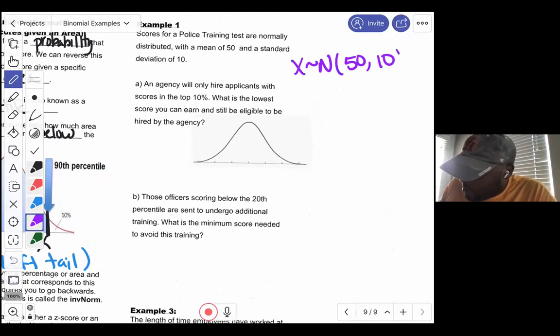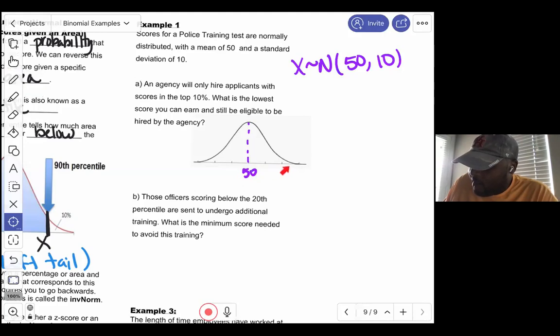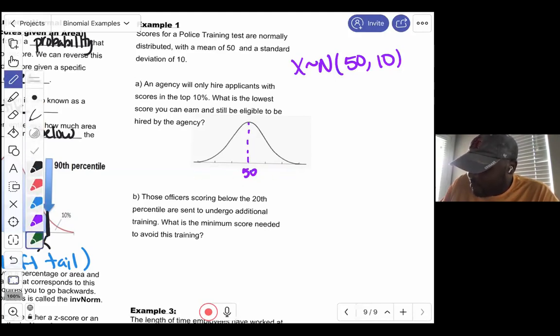So the first thing I'm going to do is mark the curve with my mean, which is at 50. And I want to know what is the top 10%. Will that fall on the right-hand side or the left-hand side? If you're in the top 10, you should fall on the right-hand side somewhere out here. So let's say that this is where the top 10 percentile is.